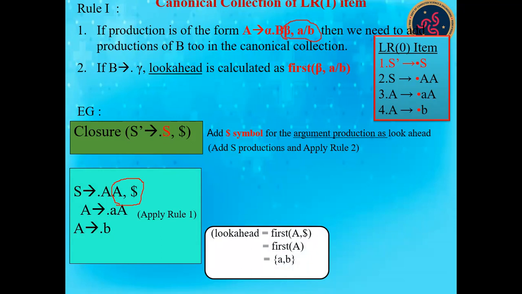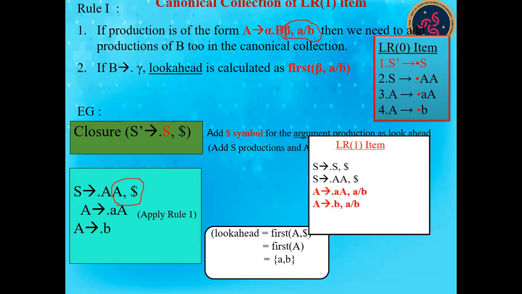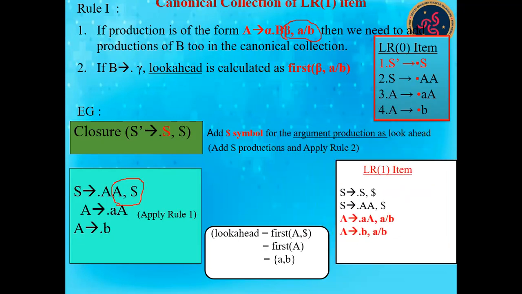So here I have my productions. Finally, I got my LR(1) item for these productions, that is S prime gives dot S, dollar symbol.